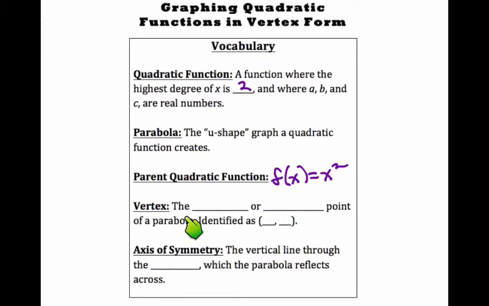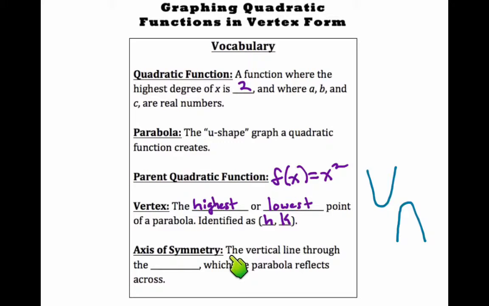The vertex is, well, let's go ahead and draw a couple of parabolas, at least as neatly as I can. What is the vertex? The vertex is that point or that point, right? How could we refer to that? This would be the lowest point, and this would be the highest point. So the vertex is the highest or lowest point of a parabola. We've also referred to these. This is the minimum value of y. This is the maximum value of y. We can refer to that point as h comma k if we're dealing with vertex form.